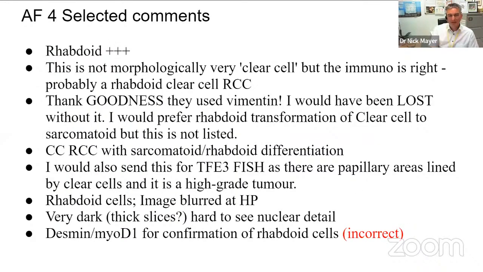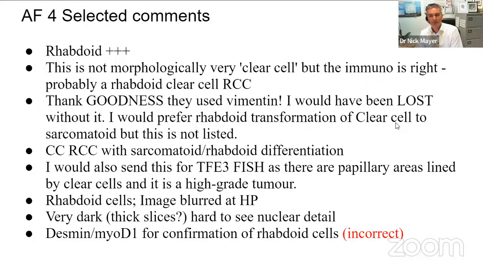There were lots of comments here, lots and lots of people emphasizing that there was rhabdoid morphology here. This is not morphologically clear cell, but the immuno is right, and probably a rhabdoid clear cell RCC. Well, I think there was a bit in the corner that looked good for conventional clear cell in addition to the rhabdoid. I think there's a bit of sarcasm in this comment about the Vimentin, but this person also said rhabdoid transformation of clear cell to sarcoma.